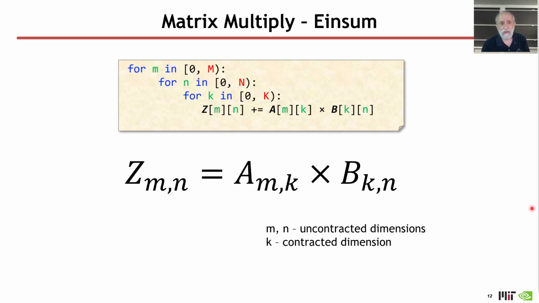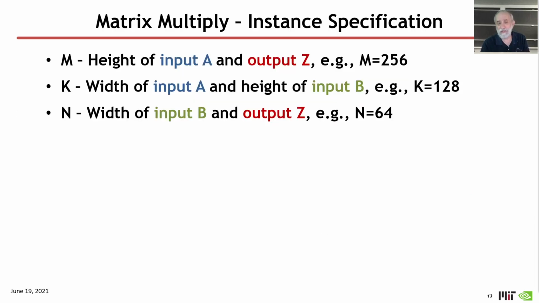In addition to that generic specification of the problem, we actually need to talk about a particular instance of that problem. And for matrix multiply, the instance of the problem is going to be specified by concrete values for m, k, and n. So m is going to be the height of the input A and the output Z. For example, m might be 256. We're going to have to specify a concrete value for k, the width of input A and height of input B. For example, k equals 128.